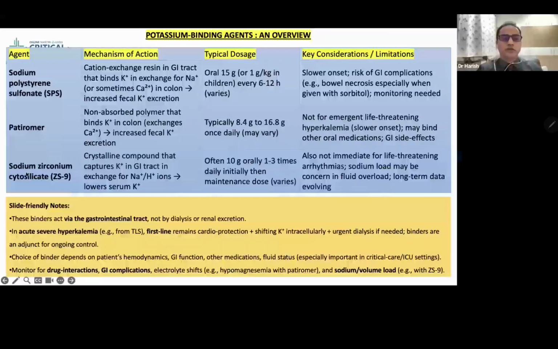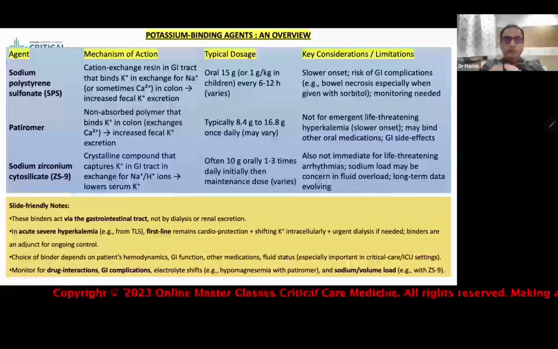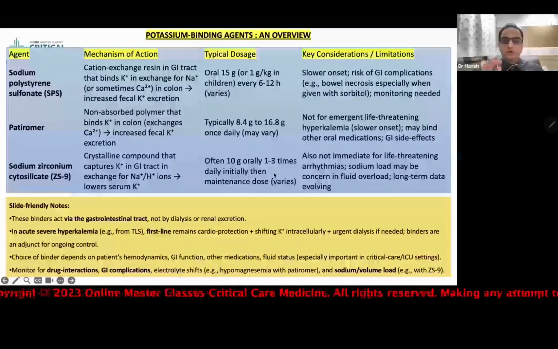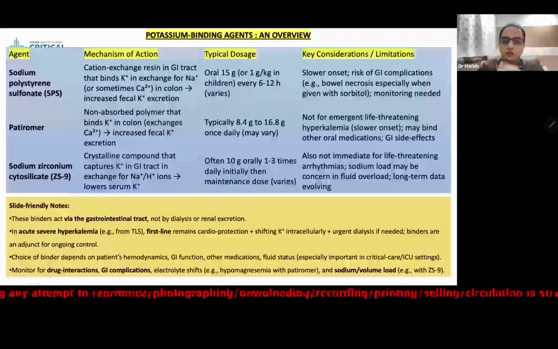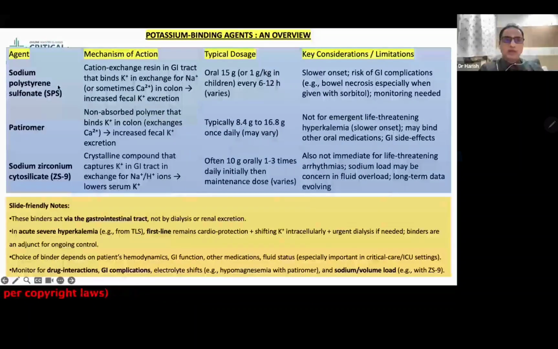Then we have sodium zirconium cyclosilicate, ZS-9. It is a crystalline compound that captures potassium in the GI tract in exchange for sodium or hydrogen ions, thereby lowering the serum potassium. Often 10 gram orally, 1 to 3 times daily initially, then we give the maintenance dosage. It is also not for immediate life-threatening arrhythmia. Sodium load may be a concern in fluid overloaded patients, and long-term data is still evolving. Basically these are all not meant for acute emergency treatment. That is very important. Those are the points you need to remember for all these potassium binding agents.